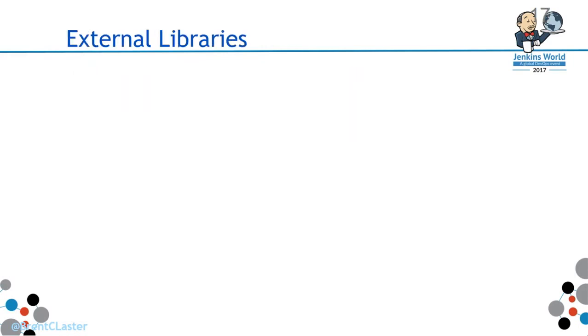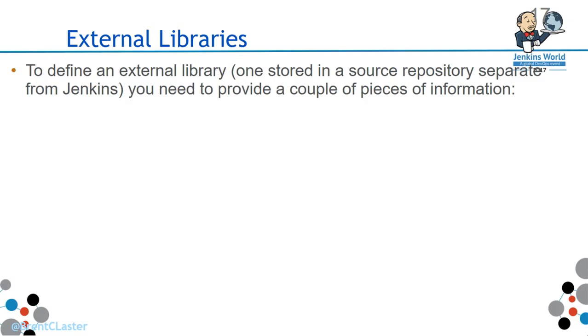More commonly, what we're going to do is have external libraries, meaning we create our shared library code, we put it into an external repository, some source management repository that is stored outside of Jenkins, like a Git repository. And of course, one of the things we have to do anytime we're bringing something new into Jenkins typically is do some kind of global configuration. It's the same with bringing in these external shared libraries out there. So you need to provide a couple of pieces of information to point Jenkins to how to get this library, to how to refer to it.